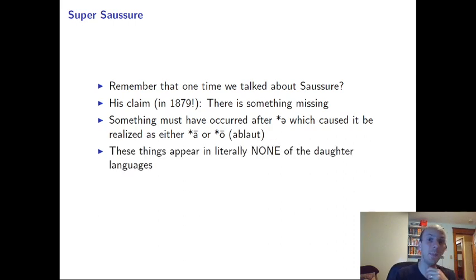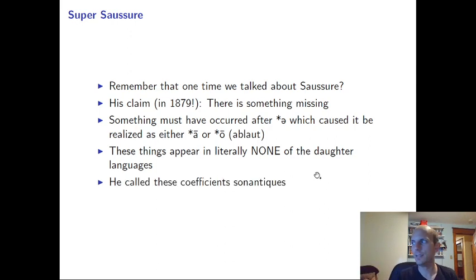The problem with this something that Saussure posited was that there's no evidence for it. Like, none. Indo-European is this huge family, and it's got tons of daughter languages. We're talking anything from Hindi to Russian to English. Big family, lots of daughter languages, and none of these daughter languages had Saussure's something. But he said it must exist. He called these somethings coefficients sonantiques. I don't speak French.